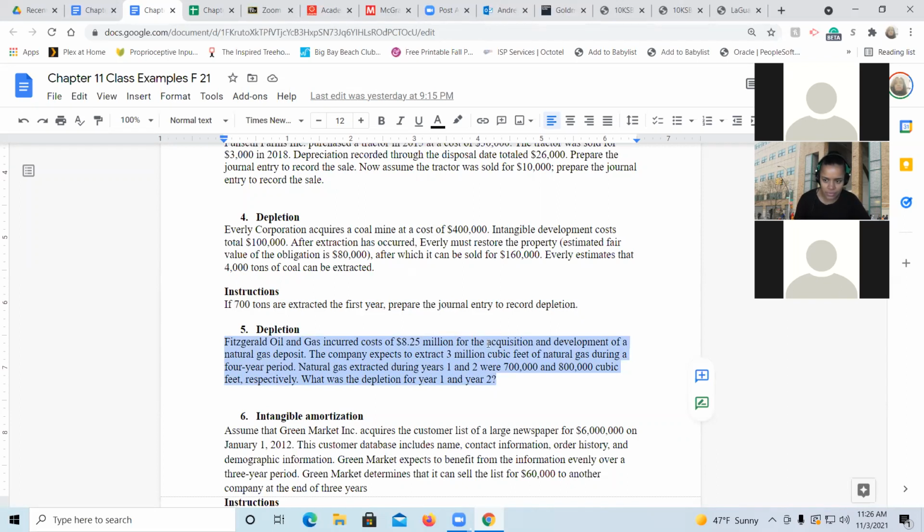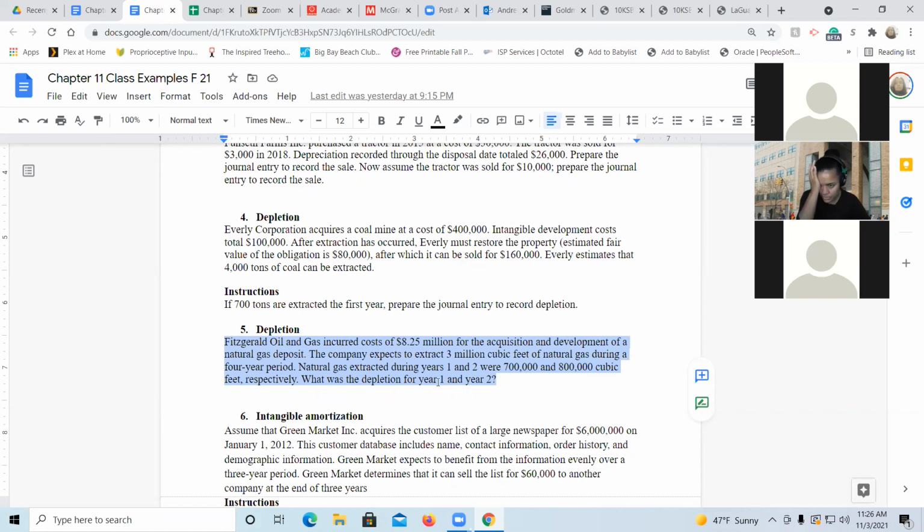You can kind of ignore the 4 years when it comes to calculating the depletion cost per unit. You're concerned with the units of activity, right? Natural gas extracted during years 1 and 2 was 700,000 and 800,000 cubic feet respectively. What was the depletion for year 1 and 2? I'm going to give you 5 minutes until 11:31. Take a picture of the question if you still haven't downloaded it from Blackboard.